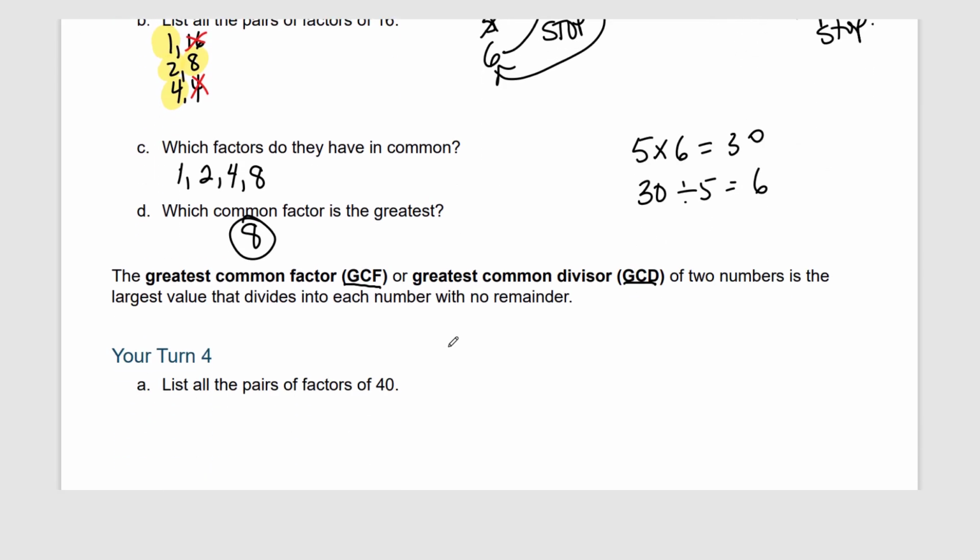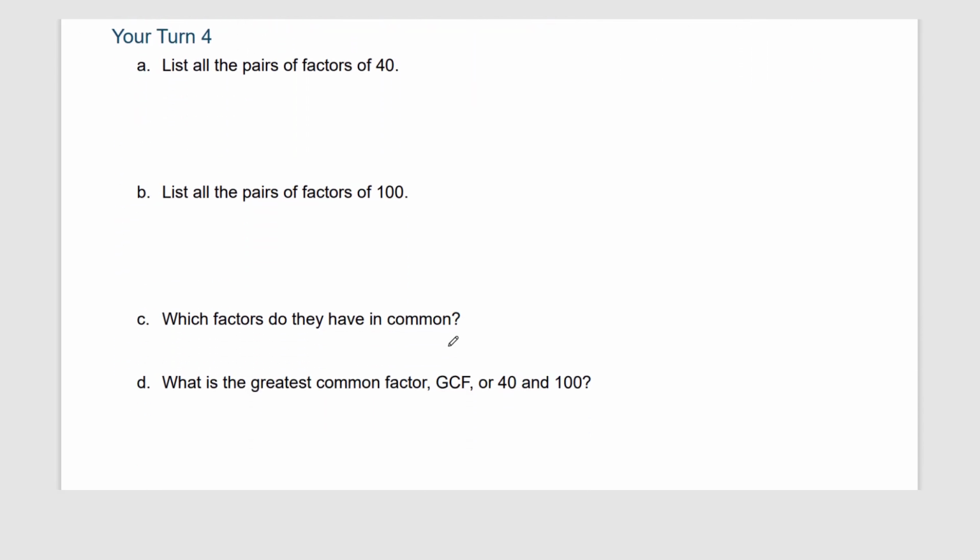All right, so for my students, it's now time to do your turn 4 and enter your answers into the QR code. See if you get it right. Remember, if you have any trouble, you can always reach out to me.